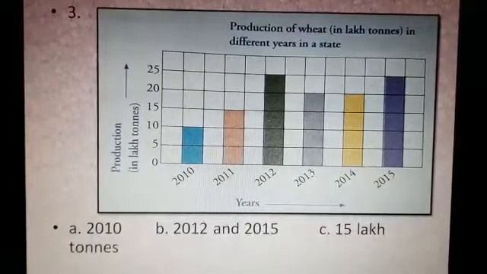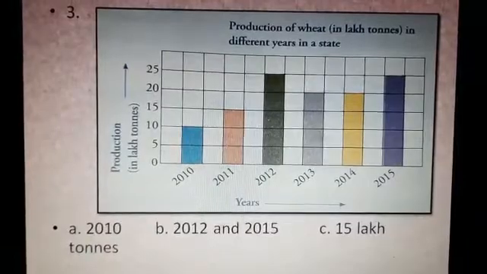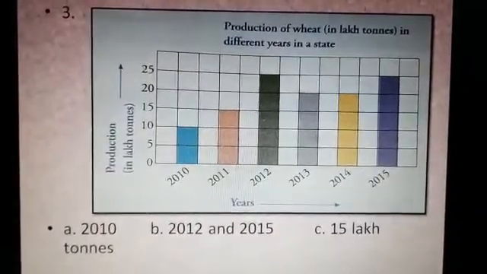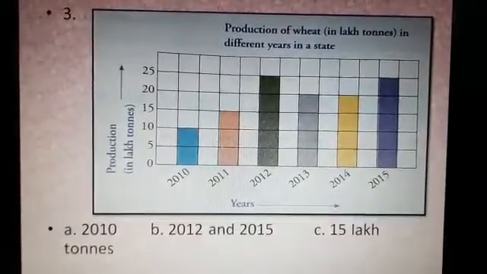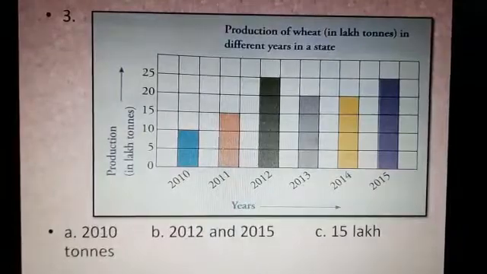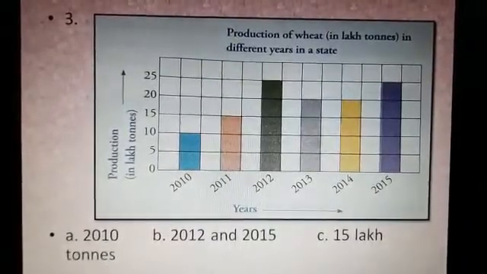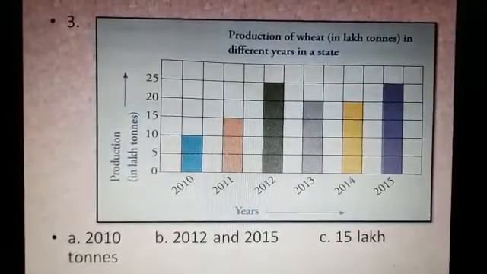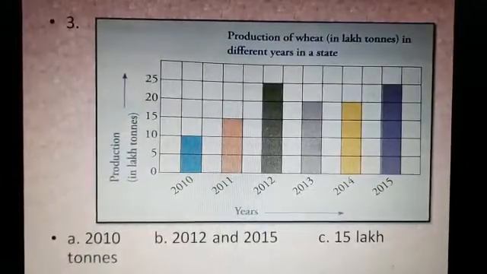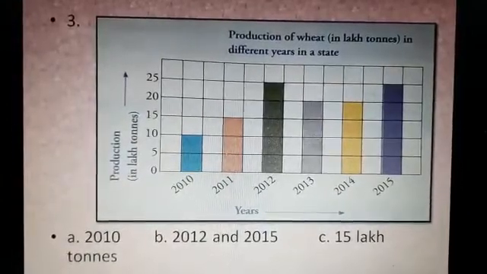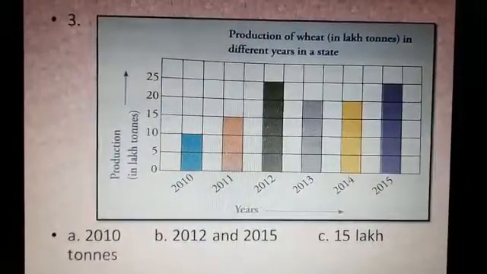B bit. In which year was the production the highest? So which is the tallest bar? We can see here two bars, that is in the year 2012 and the year 2015. And the C bit, what is the difference in the production of 2010 and 2012? In 2010 it is 10 lakh tons and in 2012 it is 25 lakh tons. So what is the difference? Difference is you have to subtract 25 minus 10, that is equal to 15 lakh tons.